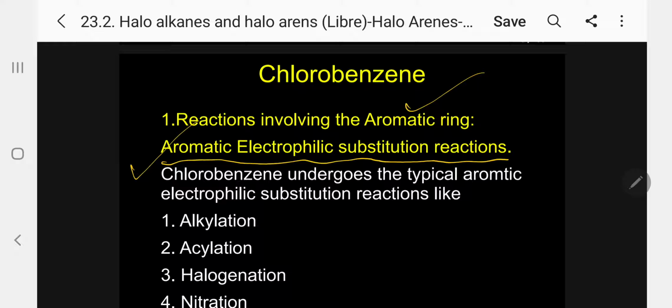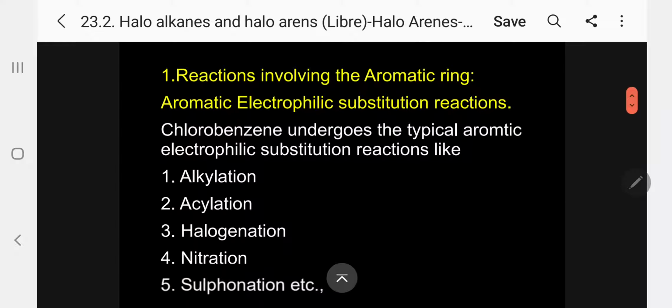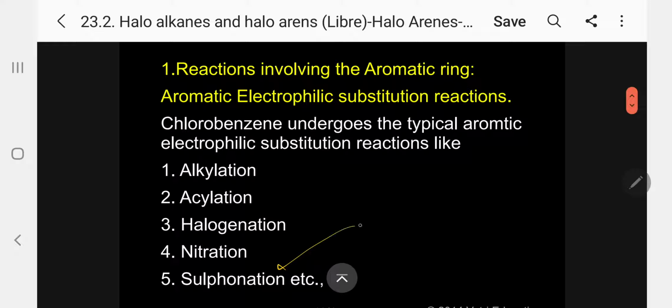Chlorobenzene undergoes typical aromatic electrophilic substitution reactions like alkylation, acylation, halogenation, nitration, and sulfonation. Kindly follow. So kindly remember, my dear students, these are the 5 important reactions we are going to discuss in all types of organic compounds. The entire reaction mechanism I have already discussed under the basic concept of organic chemistry.